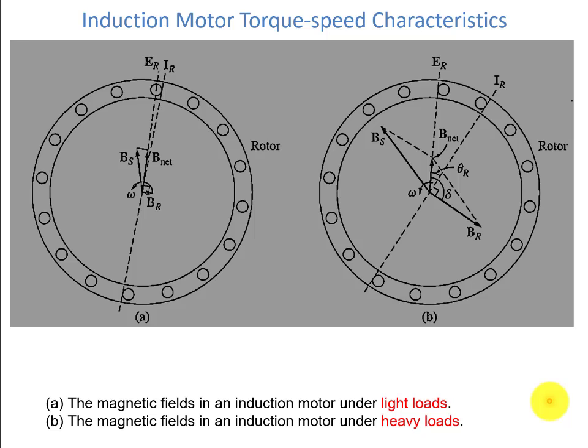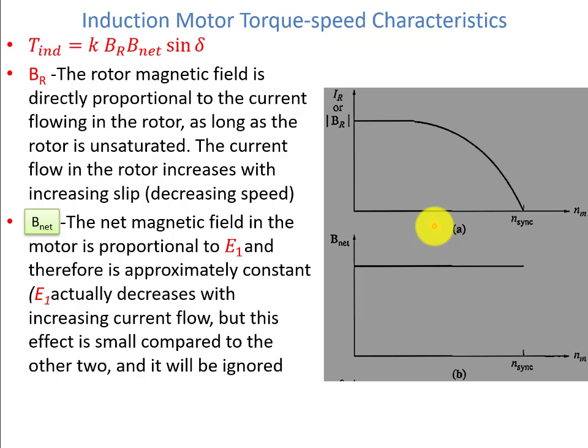As we have seen previously, the angle between B net and BS gives us the torque. Here we can see that if the load is very small, this angle is very small. But if we have heavy loads, this angle becomes large and will produce a large amount of torque for the requirement of the load. So we can look at different parameters of the induction motor to understand this torque speed characteristics.